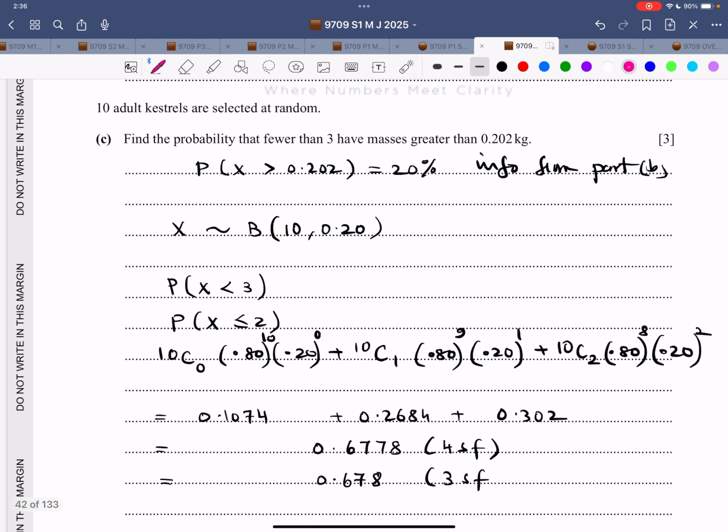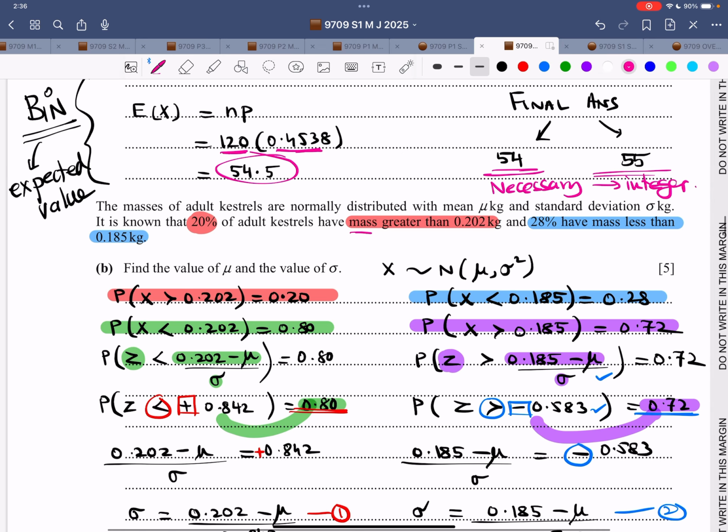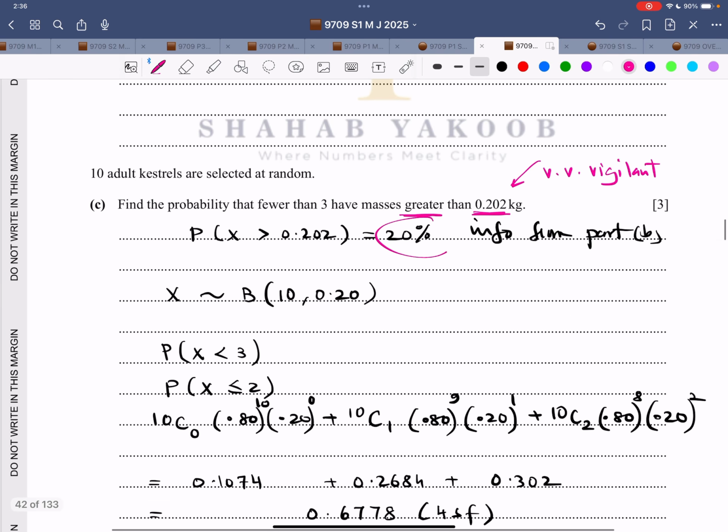And the last part of the last question, it says 10 adults are chosen at random. Find the probability fewer than 3 have masses greater than this. Now be very, very vigilant. Do not do the calculation again. This thing was used earlier on. Where is it? There it is. Mass greater than 0.202, that is 20%. So that is the probability info given from part B.